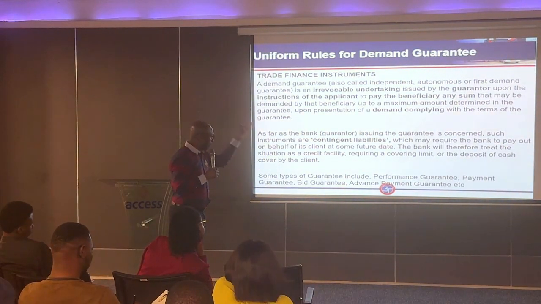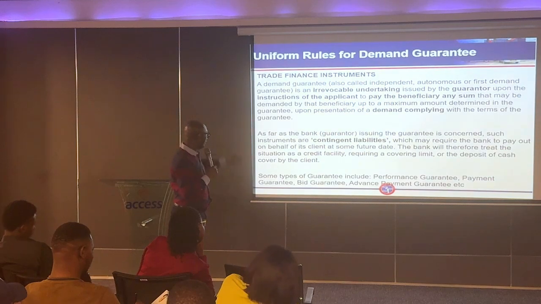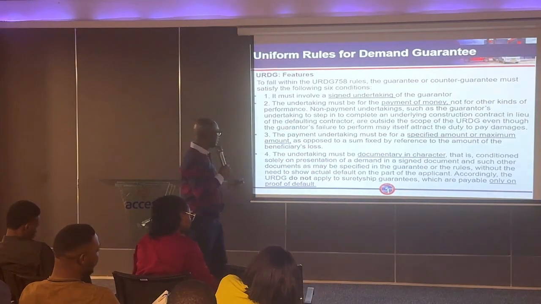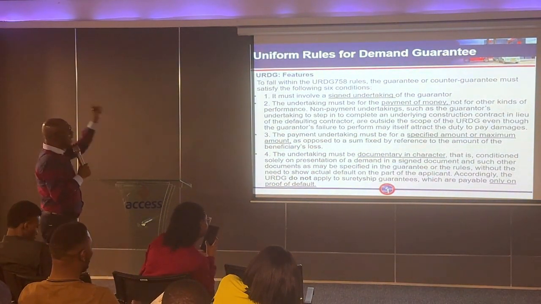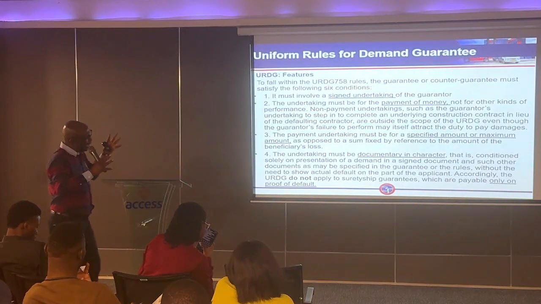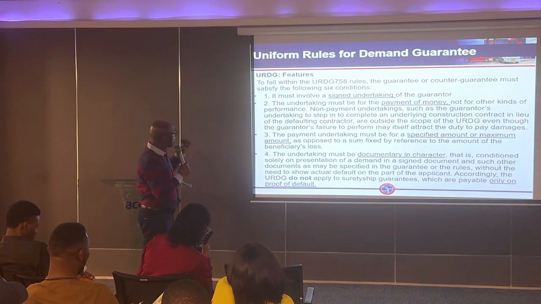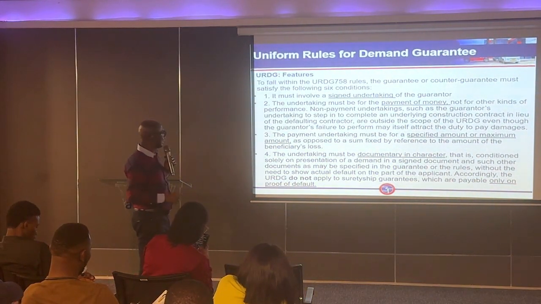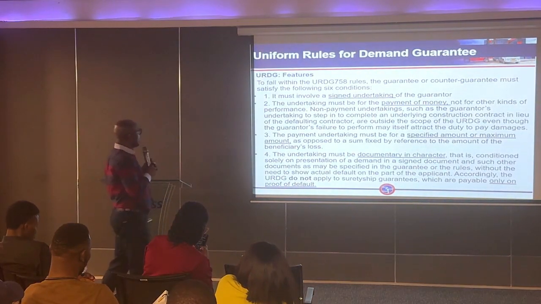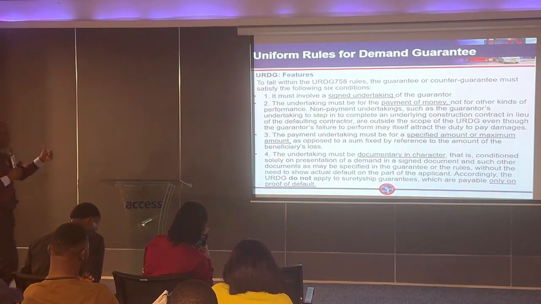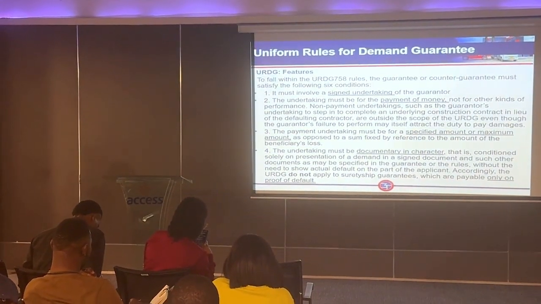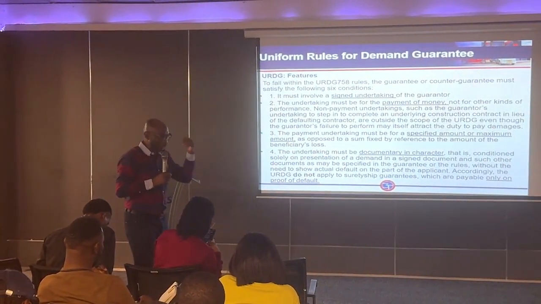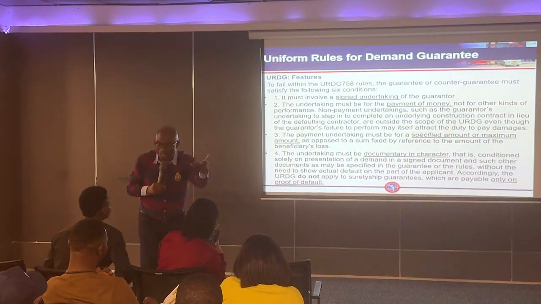There are different types: performance guarantee, payment guarantee, bid guarantee, advance payment guarantee, and different other guarantees. For a guarantee or counter guarantee to fall within the rules of URDG, it must have 6 conditions. Number 1, it must be a signed undertaking. That means the bank must sign it, endorse that they have issued it. Number 2, it must involve payment of money. That means whenever you issue a guarantee, the way it's going to be sorted out at the end of the day is that someone is paying. The bank is paying, compensating for whatever.